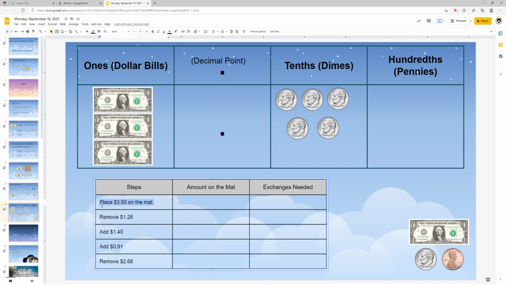Place 3.50 on the mat, and we did. So what's that amount on the mat? Easy enough, right? We have 3.50 here already. Exchanges needed? None, at least for now.